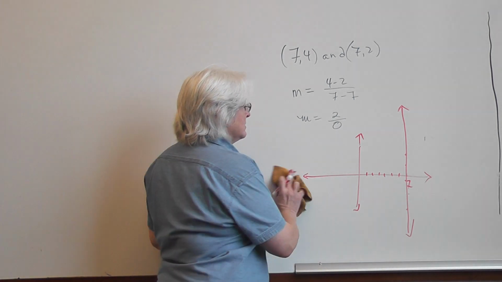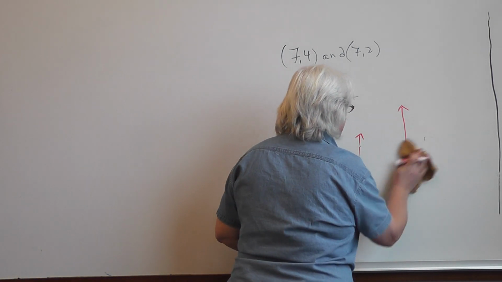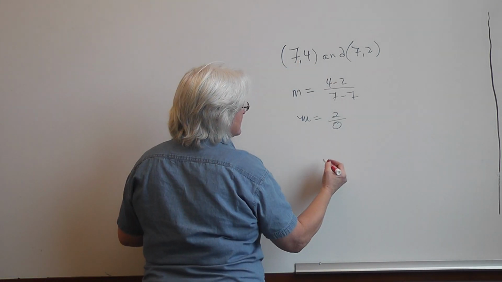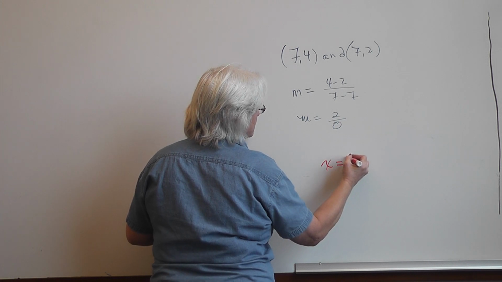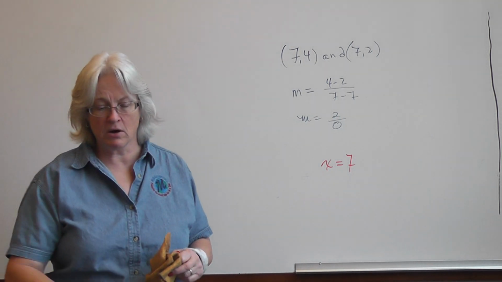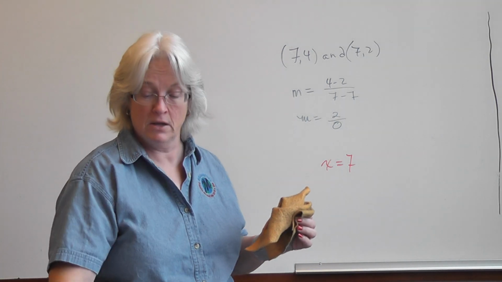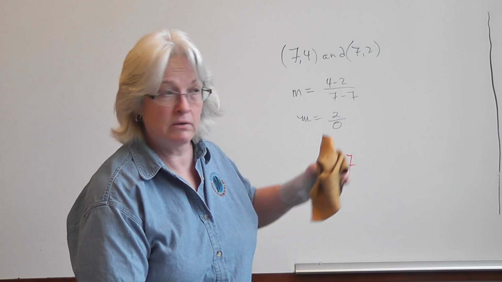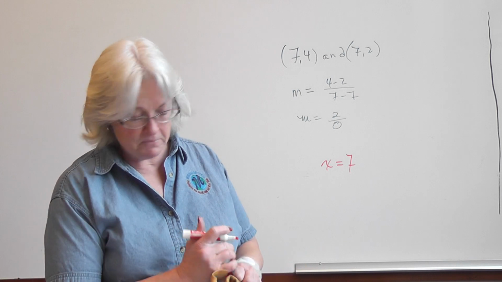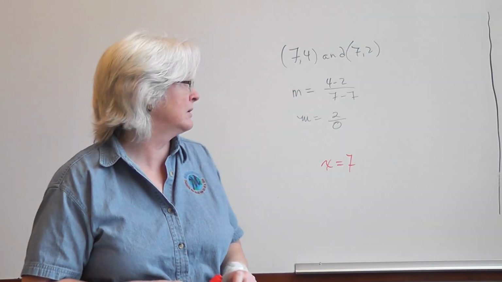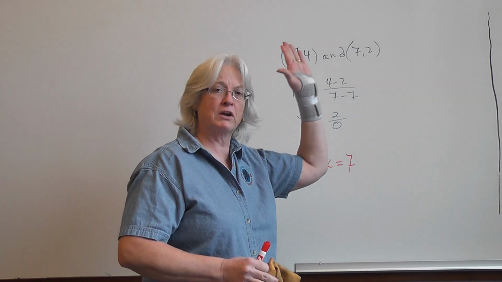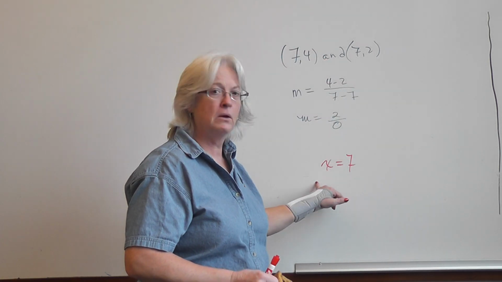And the way that you write the equation is simply x is equal to 7, because what you have is a vertical line where every point on that line, like I just sketched for you, has an x-coordinate of 7. On and on forever. It's just a straight line that passes through the point where x is equal to 7.